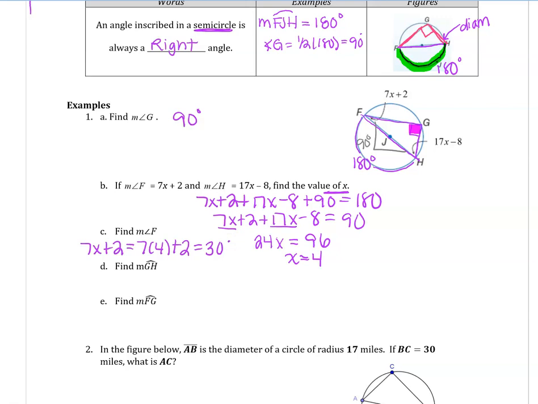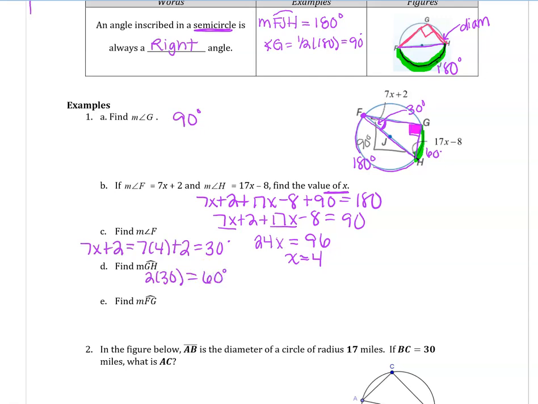Measure of arc GH. So GH, that little guy right there. If I think about angle F, I just said that angle was 30 degrees. If that's 30 degrees, and that's an inscribed angle, because the vertex of it is on the edge of the circle, then the intercepted arc must be double it. So that must be 60 degrees. Again, 2 times 30 is 60 degrees.